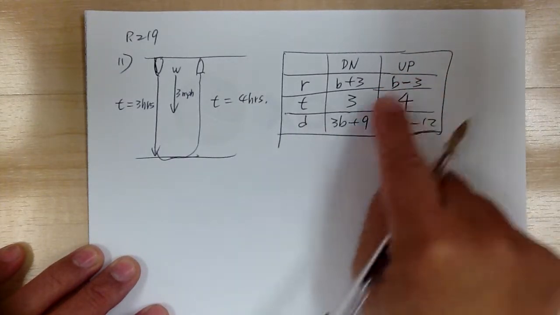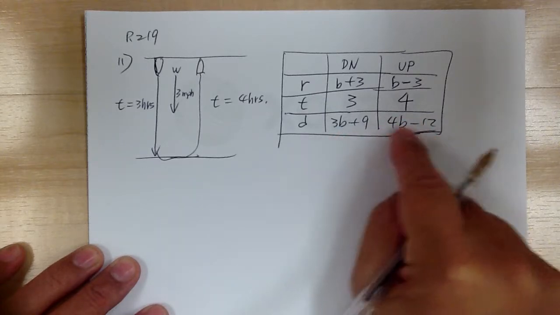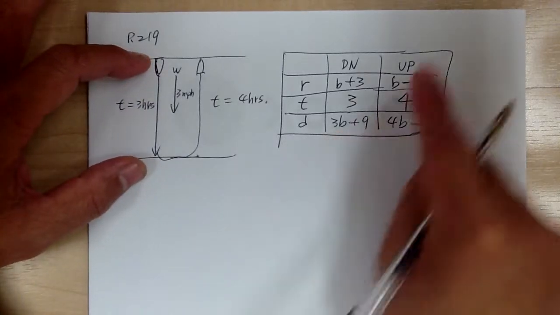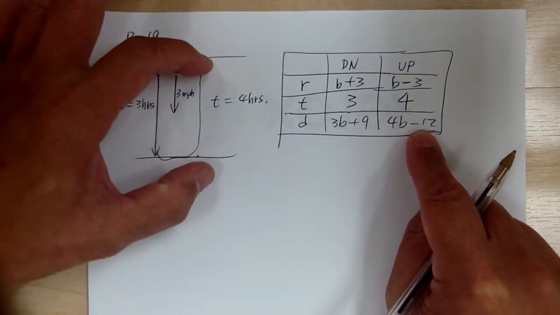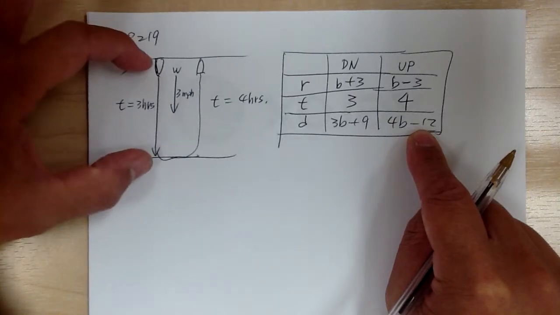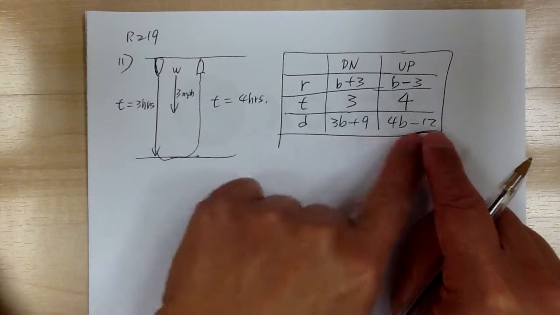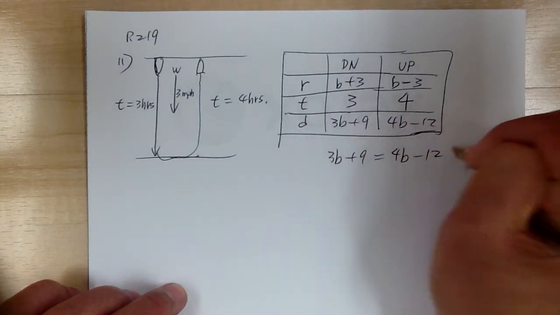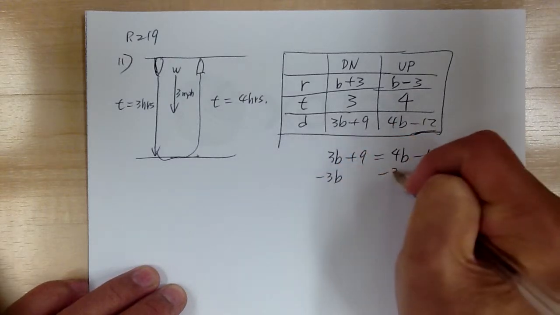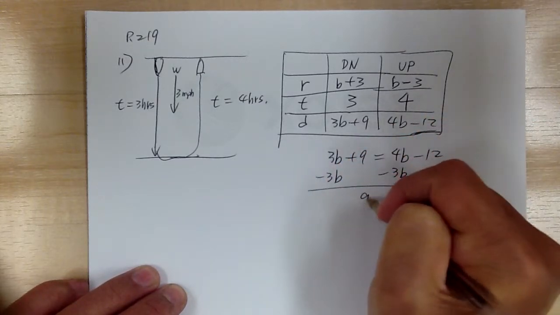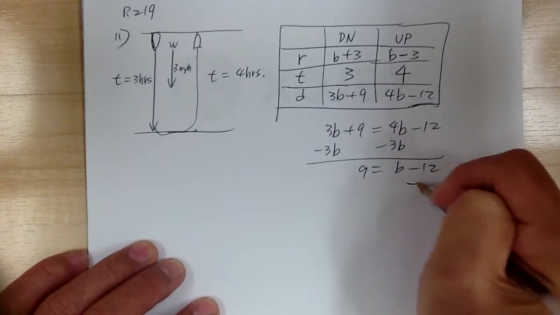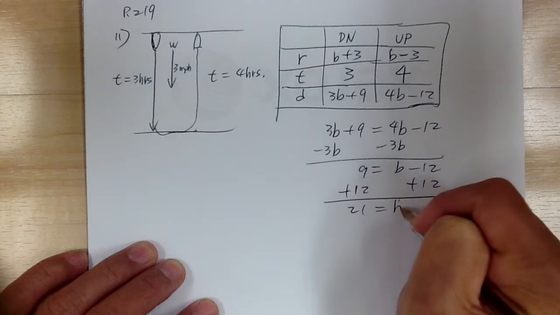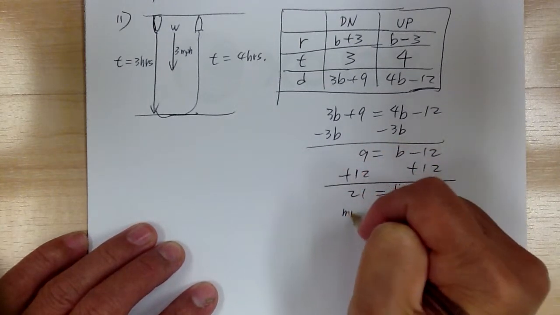Okay. So after you complete the table, you have to figure out what's the relationship between the two distances. This is the distance for going down, so that is this one here. This is the distance going up, so that's this over here. You can see in the picture that this and this are equal, right? So they should be equal. So 3b plus 9 equal to 4b minus 12. So minus 3b on both sides. So you got 9 equal to b minus 12. So plus 12 on both sides. So 21 equal to b. And putting the label, this would be miles per hour.